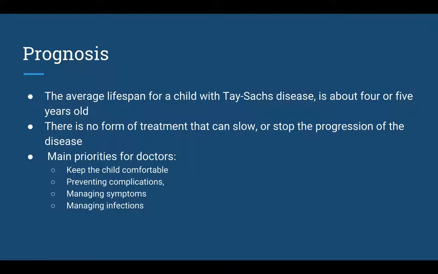We then have our prognosis. Unfortunately, even with the best of care, the average lifespan for a child with Tay-Sachs disease is about 4 to 5 years old, usually from a recurring infection. Though there is no form of treatment that can slow or stop the progression of the disease, the main priority for doctors is to just keep the child comfortable until their death. By doing so, you can prevent complications, manage their symptoms, and manage their infections. By doing so, one can increase their quality of life as much as possible.